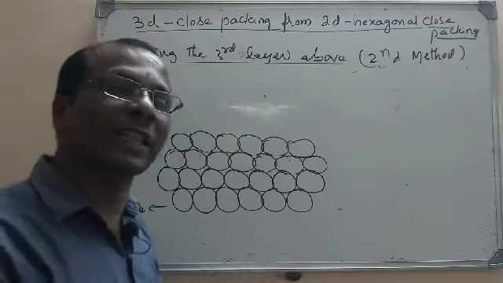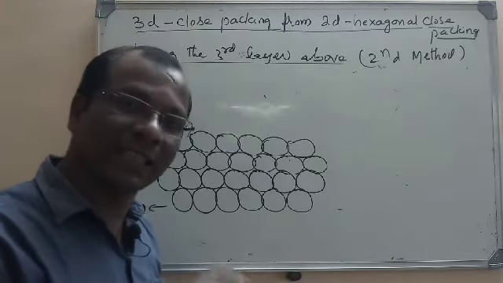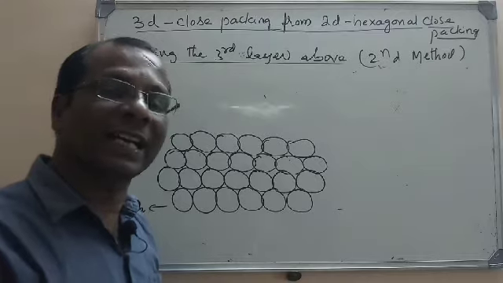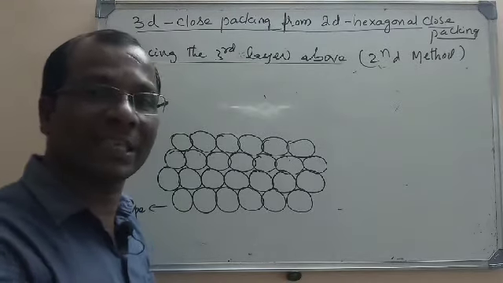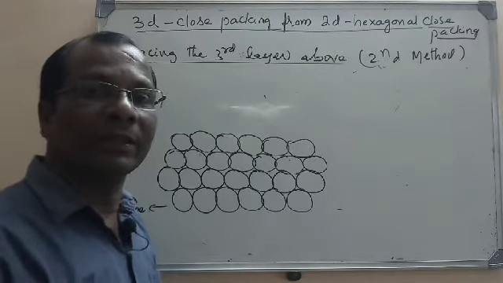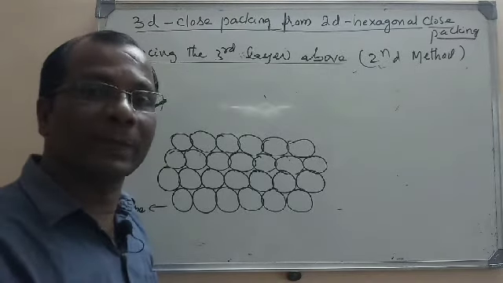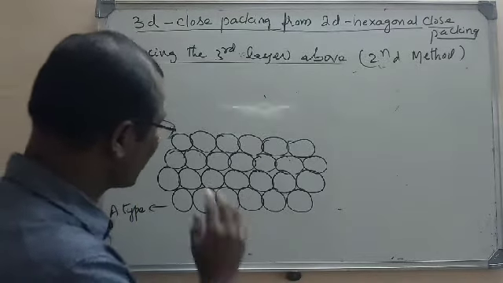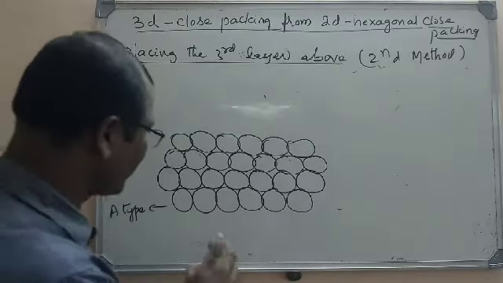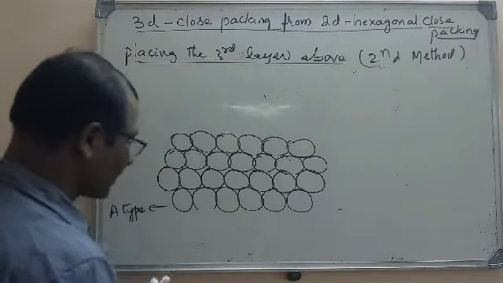I told you that when the third layer is laid in such a way that the tetrahedral voids of the second layer are covered by the spheres of the third layer, it results in the hexagonal closed packing, HCP, where the packing efficiency is 74%, and I told you that the coordination number is 12. Now here, how is the third layer laid? Let me finish the second layer, then we will discuss the third layer.